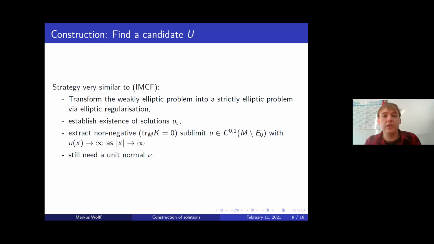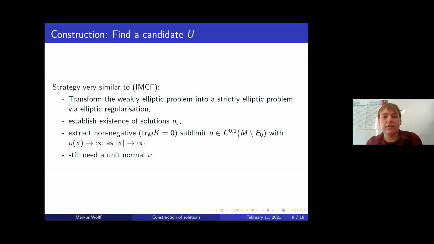And then we establish for each epsilon small enough the existence of these solutions, and we see that by a locally uniform C1 estimate, we can actually extract a sublimit U, which is locally Lipschitz everywhere on the manifold without the initial data, which approaches infinity as we move to spatial infinity. And by a barrier function constructed for this elliptic regularization, which explicitly uses this maximality condition, we can push our sublimit to be non-negative. And that's exactly where, for now, this maximality condition comes into play.